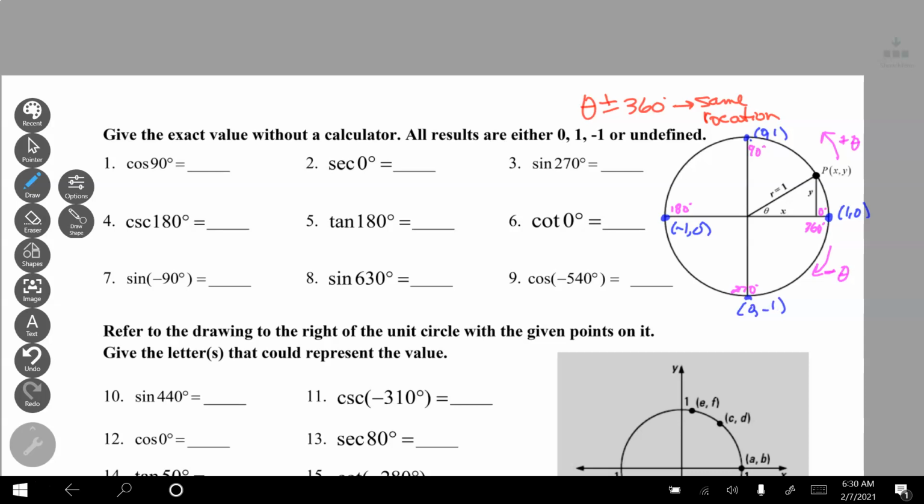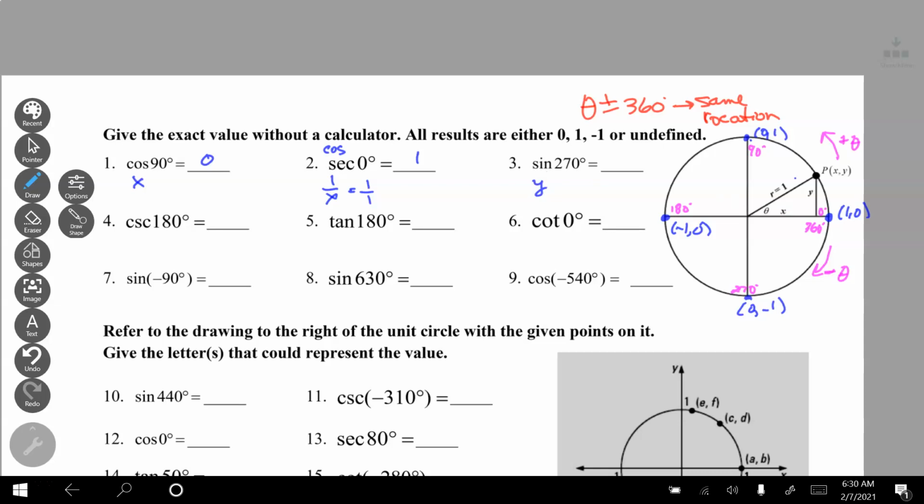That's going to help me because my cosine is my x value, and at 90 degrees, which is way up here, remember, positive angles go counterclockwise, negative angles go clockwise. 90 degrees is at the top of the circle. My x value is 0. Secant is going to be the reciprocal, so it's going to be 1 over the x value, because cosine goes with secant. And over here, the x value at 0 degrees is going to be 1 over 1. So my answer is 1.